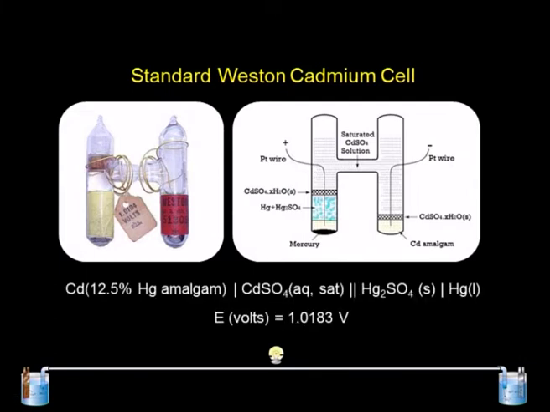A typical representation of the Weston cadmium cell is cadmium with 12.5% mercury amalgam, cadmium sulphate which is aqueous saturated, then mercurous sulphate solid, and mercury liquid. The EMF of this cell is 1.0183 volts. In a standard Weston cadmium cell, there are two reactions which occur.